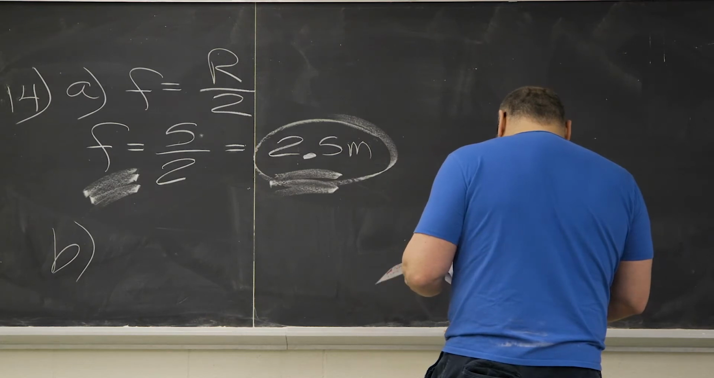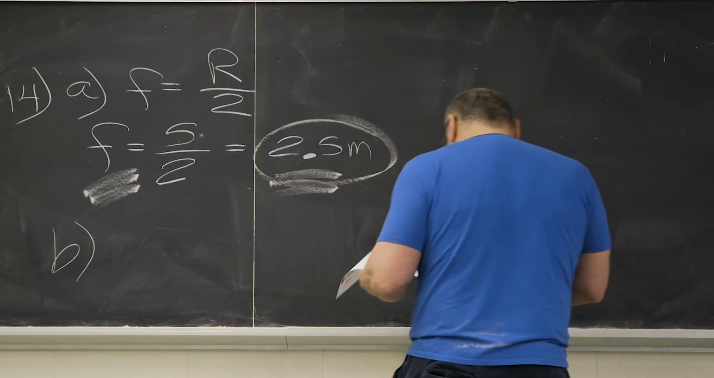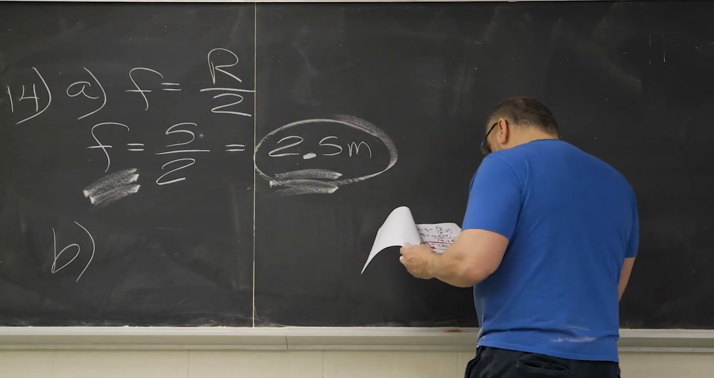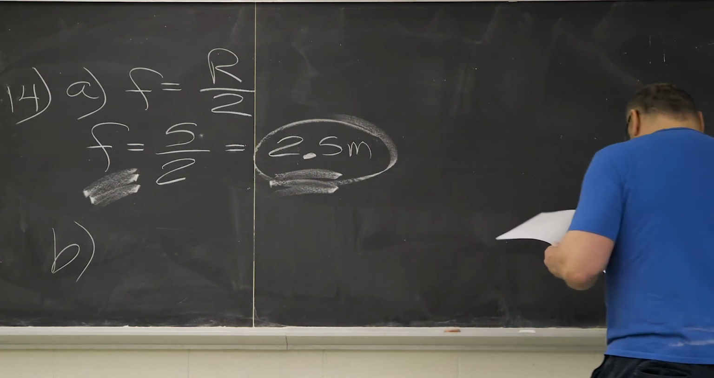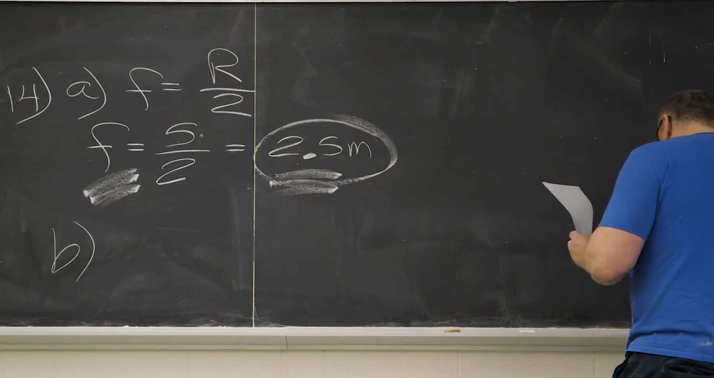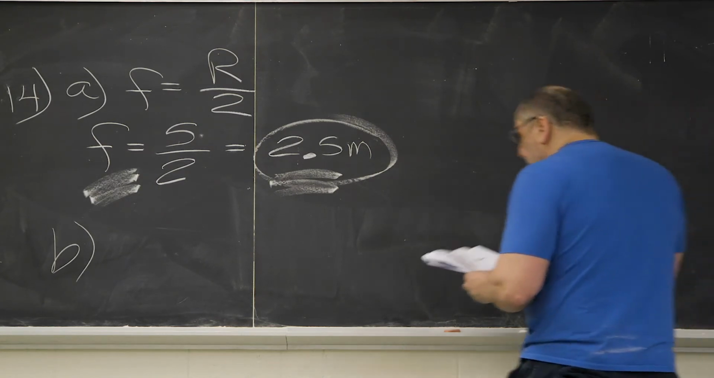So let's have a look here. They're telling us that the object distance is 9 meters away from the mirror. Radius of curvature 5 meters. Focal length, therefore, is 2.5 meters. We'd like to know the image distance.